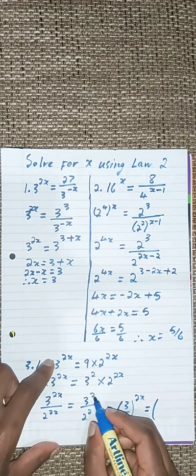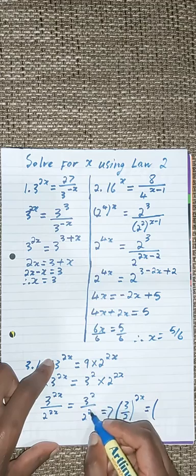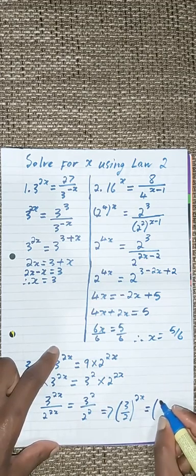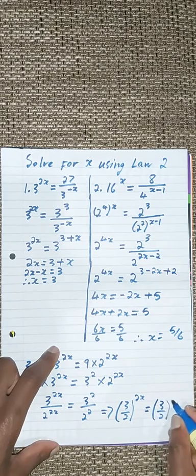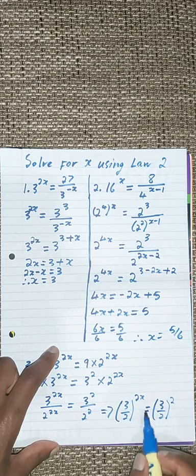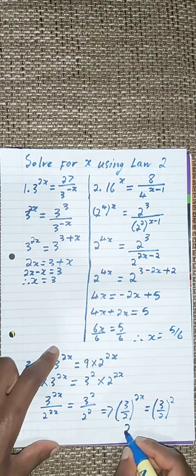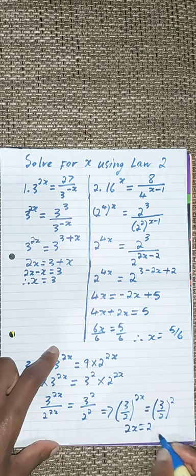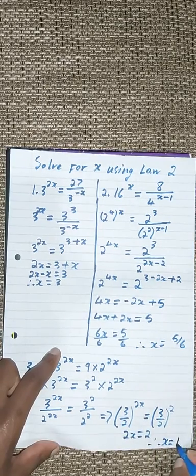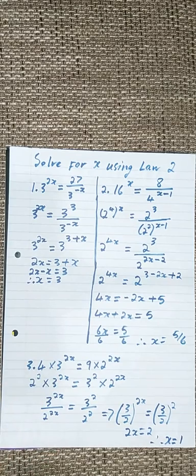this side as well, we'll take out a common exponent of 2, not common factor, since we are not factorizing. Common exponent, 3 over 2, outside we'll have 2. Because these bases are similar, the exponents will be equal to each other. So we will have 2x is equal to 2. When we divide by 2 on both sides, x will become 1. Okay, so that is the final answer for this particular problem.